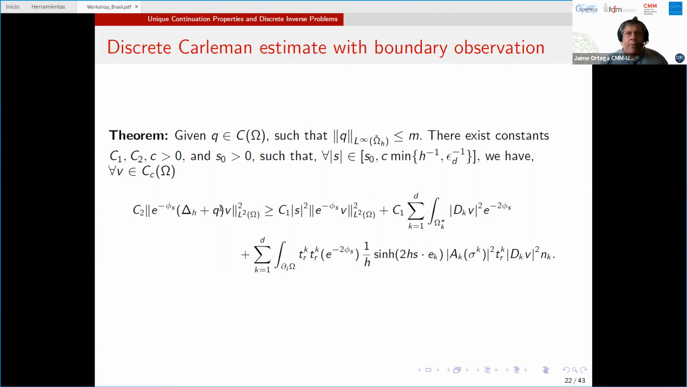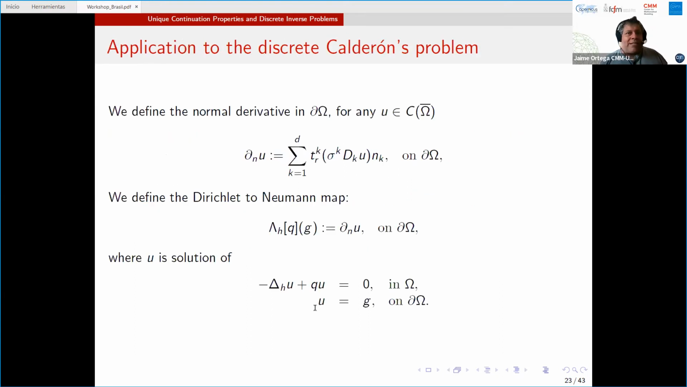The Calderón problem says the following. I'm going to write this equation: minus Laplacian of u plus qu equals 0, and u is equal to f in the boundary. And I'm going to make a second measurement. I'm going to measure the normal derivative. And the question is, if all the measurements are equal in the boundary, does that imply that q is equal?